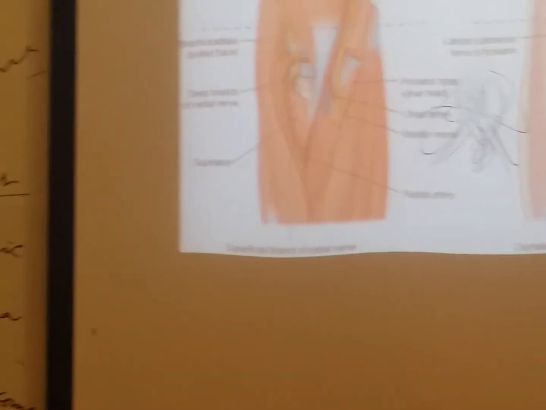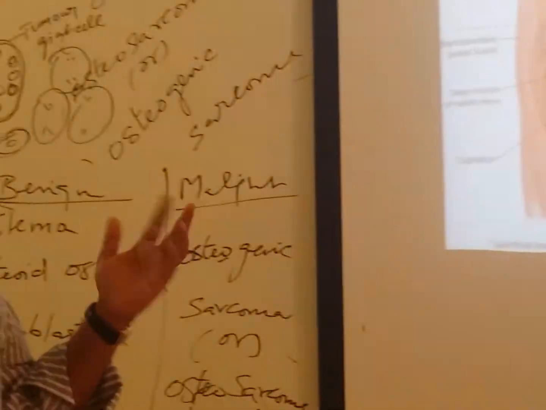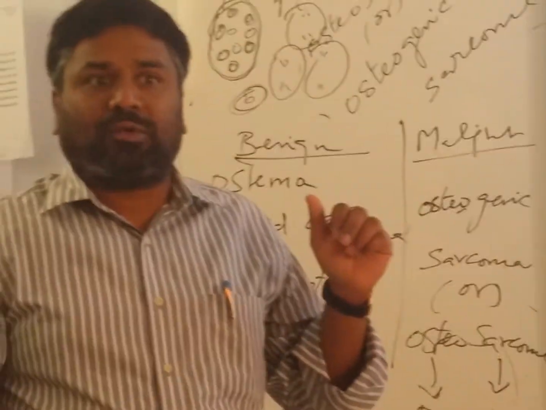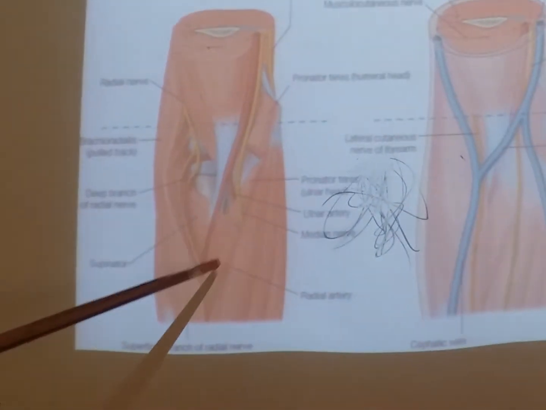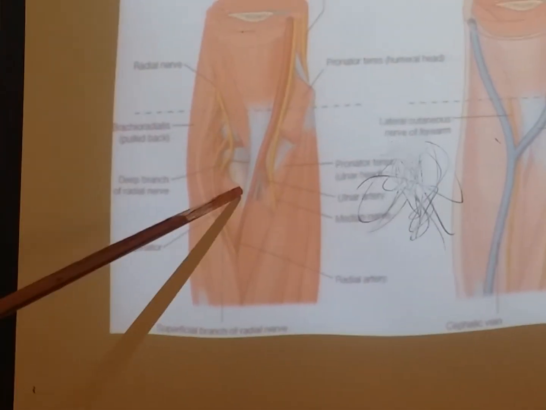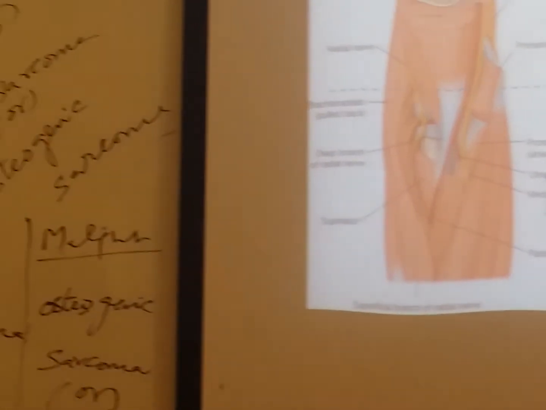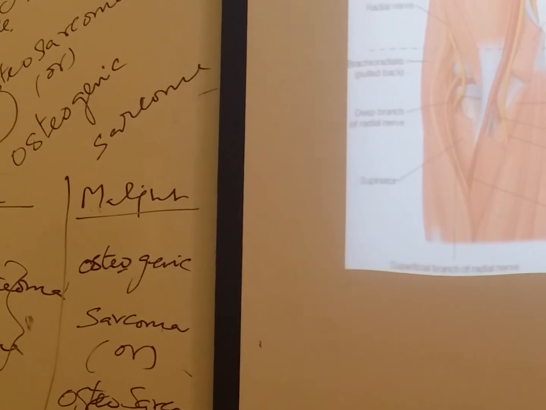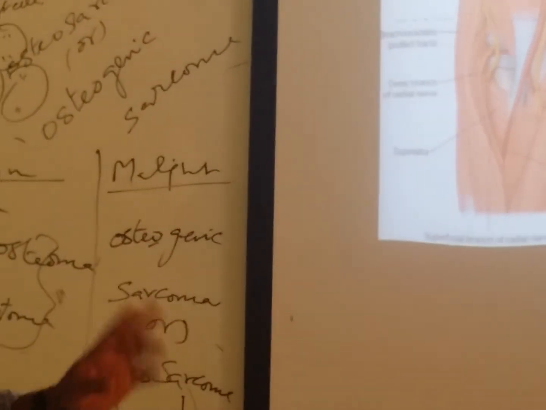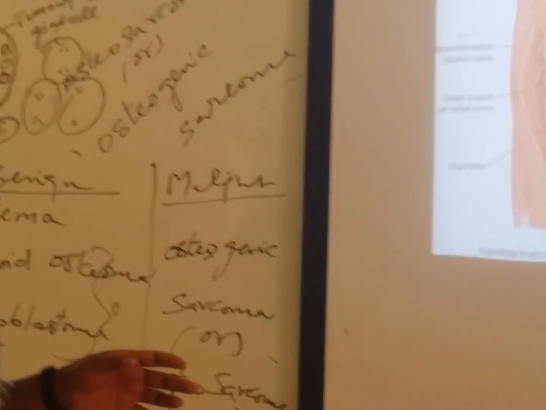I repeat, maybe an SEQ: mention the boundaries and contents of the cubital fossa. So, medial boundary, pronator teres; lateral boundary, brachioradialis; base, line joining the medial and lateral epicondyles. Clear? Line joining the medial and lateral epicondyles of the humerus.